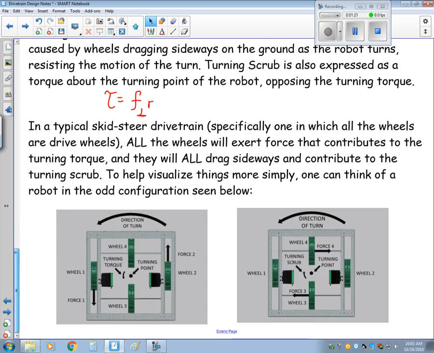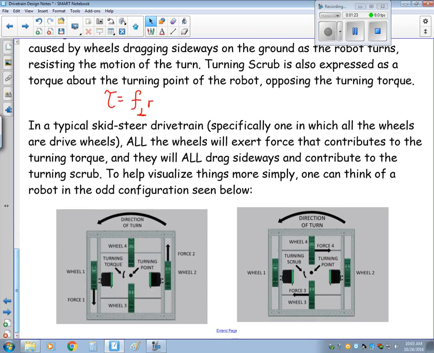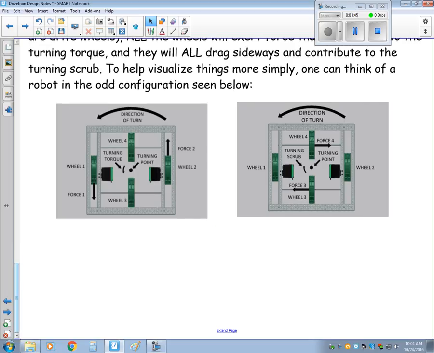So in a typical skid steer drivetrain, the one where we think about all wheels being drive wheels, all of the wheels are exerting a force that contribute to the turning torque. However, they are also all dragging sideways, contributing to the turning scrub. So to help you visualize this, let's take a look at a picture. Now, this is a bad design. This is something that you would never build.